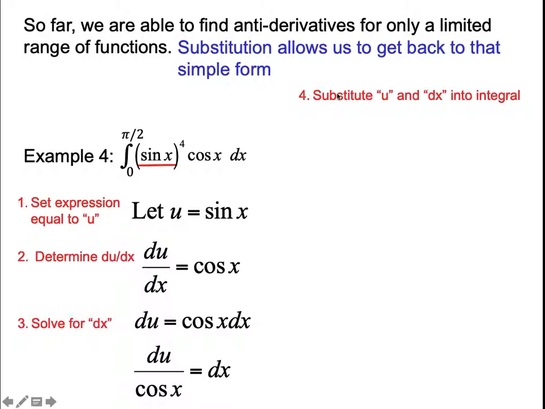Okay, so step 4, we're going to substitute the u and the dx into the integral. So here's the integral. So if this is u, then we're going to take this out and put a u here. And if this is dx, then we're going to take this out and put this in there. So it's going to look like this. We're going to have the integral. Now notice I've dropped the upper and lower limits.